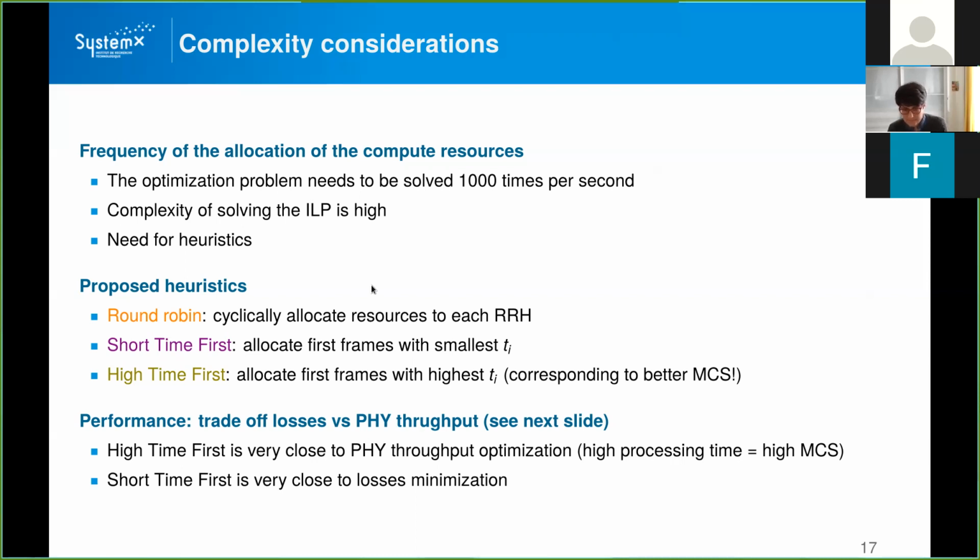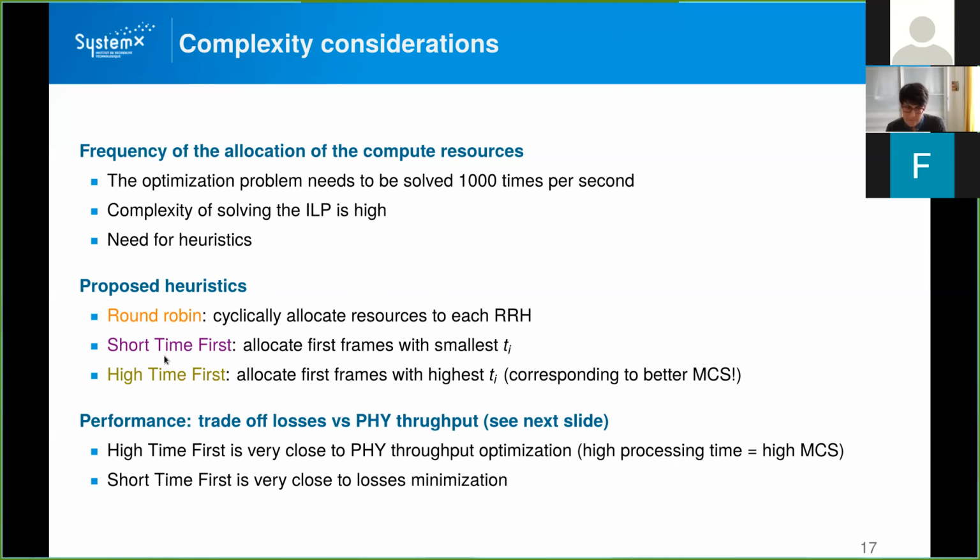So with the exact solution, we are considering 3 heuristics. The first one is round robin. You cyclically allocate resources to each RRH.